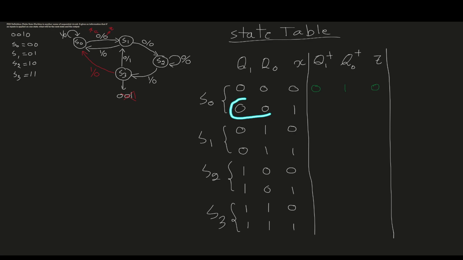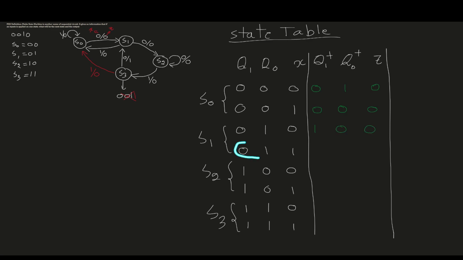Now if we are in S0, but we enter an input of 1, looking in our state graph, we stay in the same state. So the next state will be 0, 0, same as the current state, and then the output will be 0. So next we are in S1, which is 0, 1. And what happens when we apply an input of 0? So we go from S1 to S2, and the output will be 0. So the next state will be S2, and S2 is 1, 0. And the output is 0.